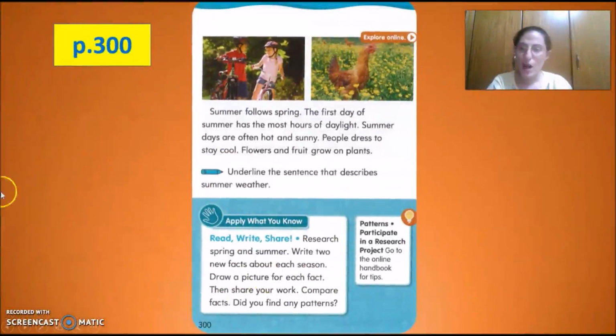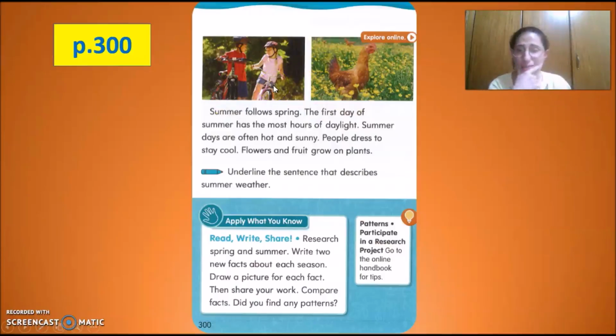Let's open to page 300. Let's take a minute to observe these two pictures. What do we observe in the first picture? Excellent. You could spot some kids riding on bicycles, which means the weather is good enough for us to ride outside, or play outside. And how do you think it is? Is it cold or is it hot? Excellent. It is hot. How do we know? Because they're wearing really short shorts and short sleeves. If it was cold, would they wear short shorts and short sleeves? No.